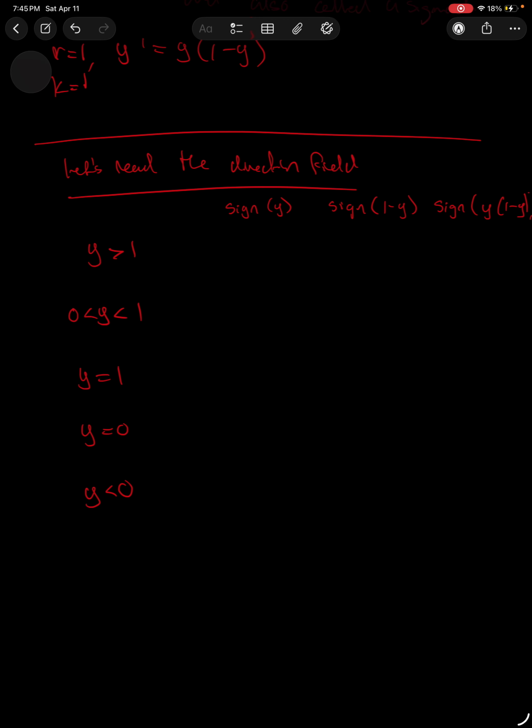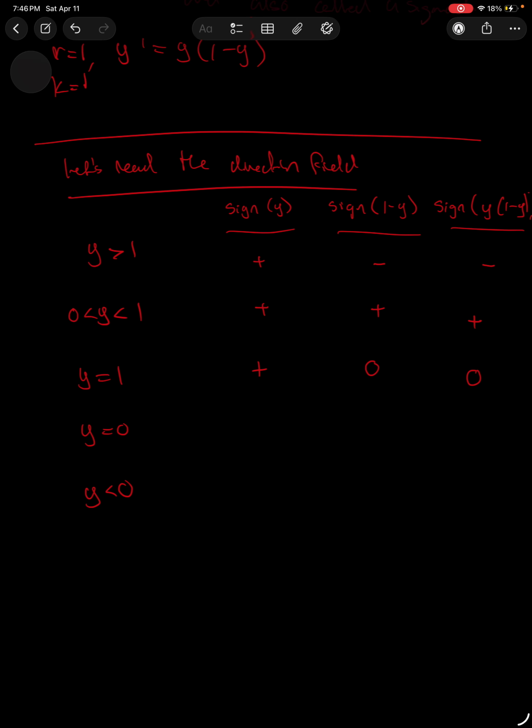Okay, if y is greater than 1, then the sign of y is obviously positive, the sign of 1 minus y is negative, and the sign of y times 1 minus y is negative. If y is between 0 and 1, the sign of y is obviously positive, the sign of 1 minus y is positive, and the sign of y times 1 minus y is also positive. If y is equal to 1, the sign of y is positive, the sign of 1 minus y is 0, there's no sign, and the sign of the resulting product, therefore, is also 0.